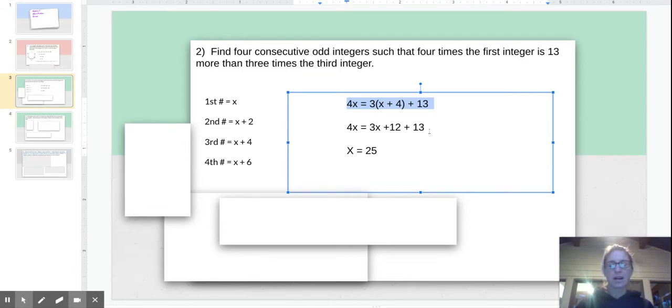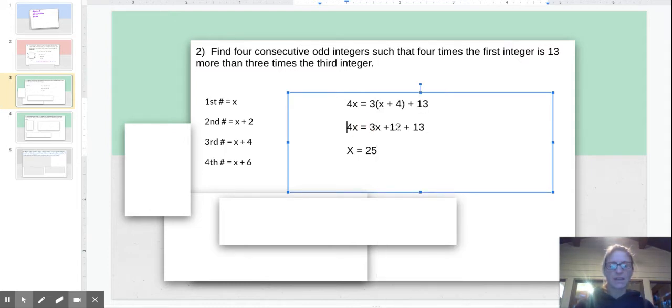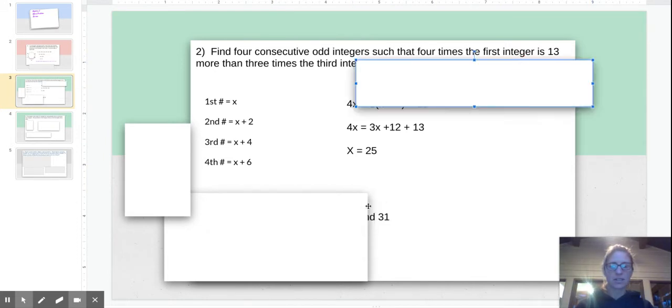My next step is solve the equation. Don't forget to distribute your 3. So this is a 12 right here. Next step, get my x's together. So I brought my 3x to the left, and then I added my 2 regular numbers. I get x is 25. All right, no big deal. So there's my x.